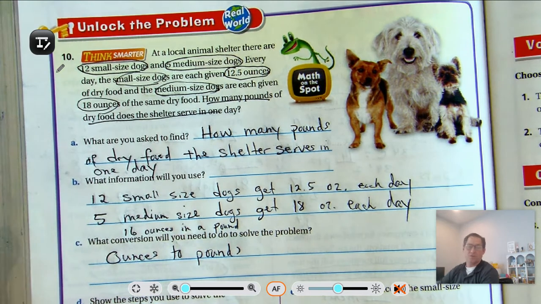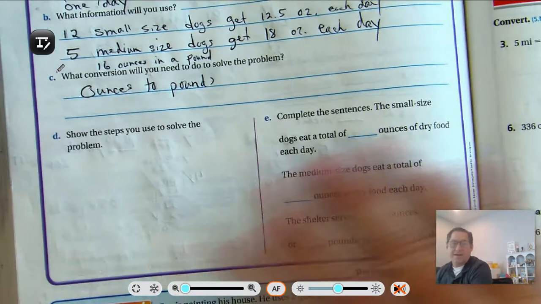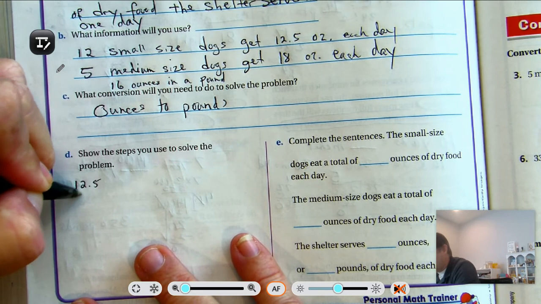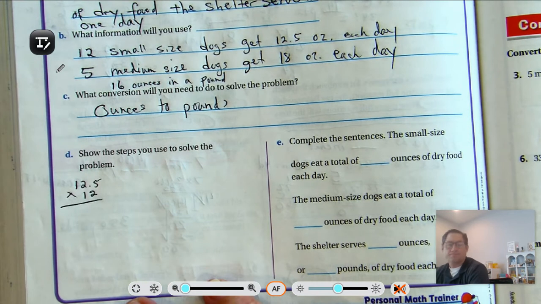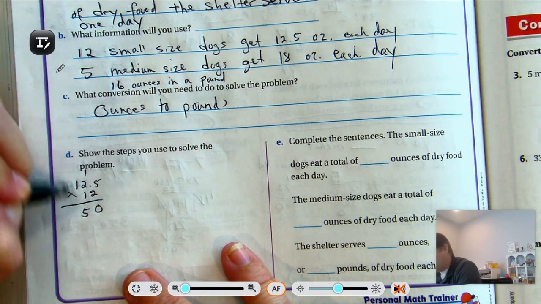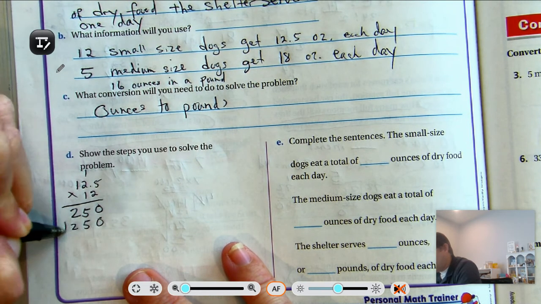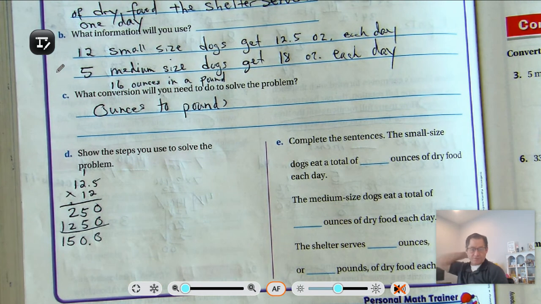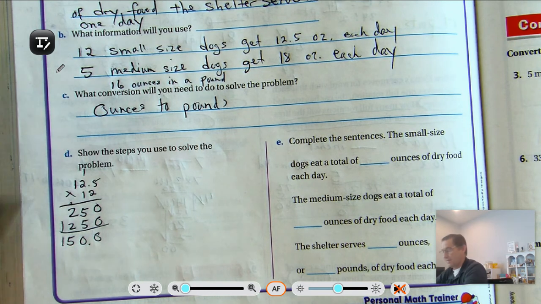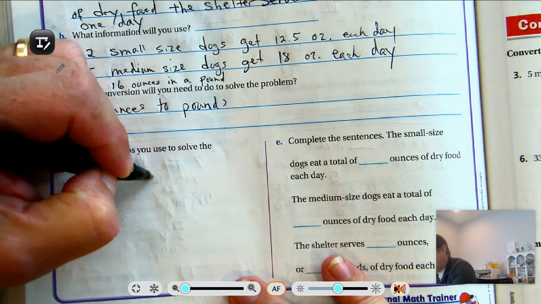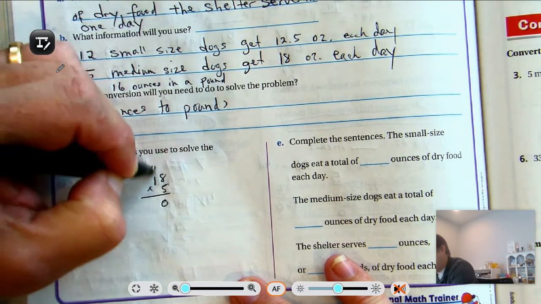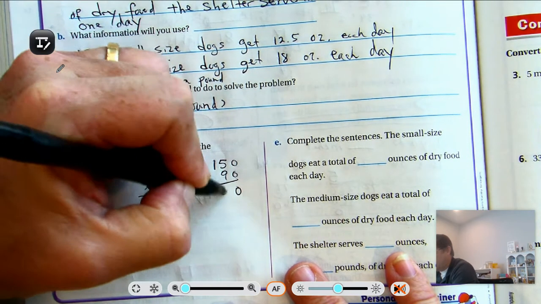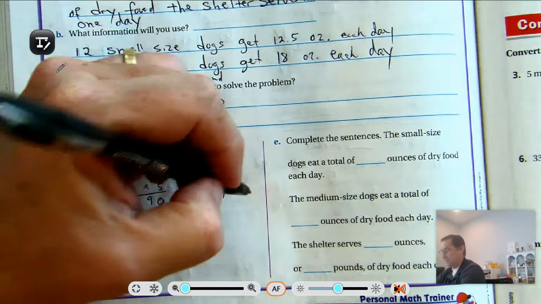All right, so the steps we're going to use to solve the problem. Let's figure out how many ounces we're going to use for the small dogs. So 12 and a half times 12. So we're going to use 150 ounces for the small dogs. And for the medium-sized dogs, 18 times 5, we're going to have 90 ounces. So 150 plus 90, 240 ounces per day.